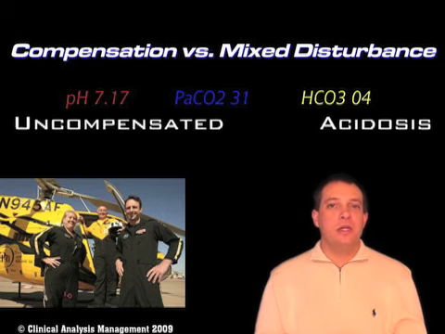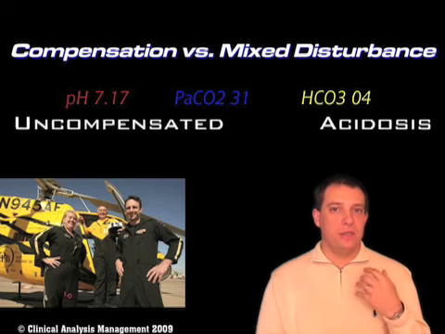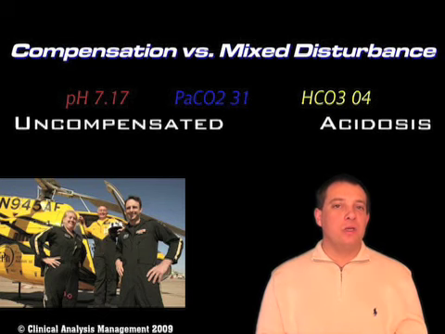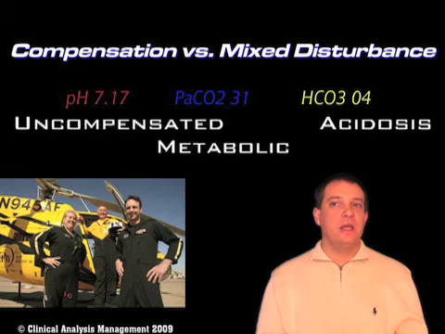So the next question is, which number matches? So we look at the CO2, it's 31. Is that acidotic, alkalotic, or normal? The CO2 is alkalotic, right? So that doesn't match. The bicarb is 4. Is that acidotic, alkalotic, or normal? We know that a bicarb of 4 would be acidosis, right? So when we look at this one, we know that this is an uncompensated metabolic acidosis.